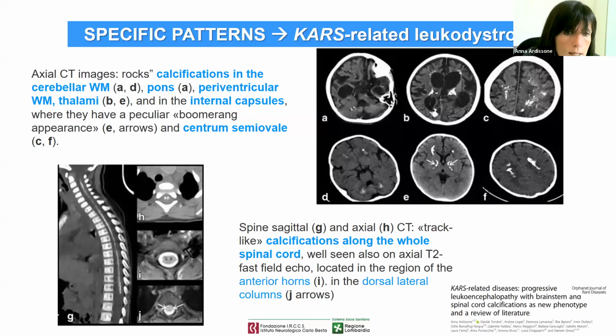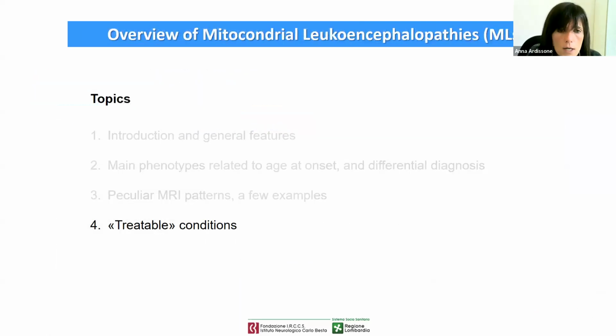But the very peculiar radiological aspect of these patients is the presence of calcification, a lot of calcification with an important distribution in all structures of the brain and not only brain. As you can see, calcification in the cerebellar white matter, in pons, in cerebral white matter, in internal capsules and semioval centrum, and not only brain calcification, but also calcification along the whole spinal cord. And this peculiar radiological pattern of a leucoencephalopathy with brainstem and spinal cord calcification is pathognomonic of this kind of CARS-related leukodystrophy.